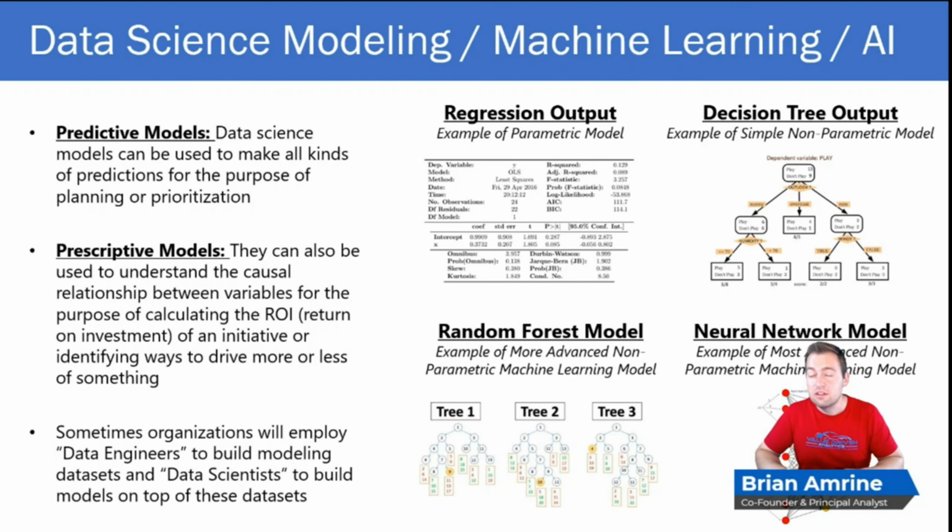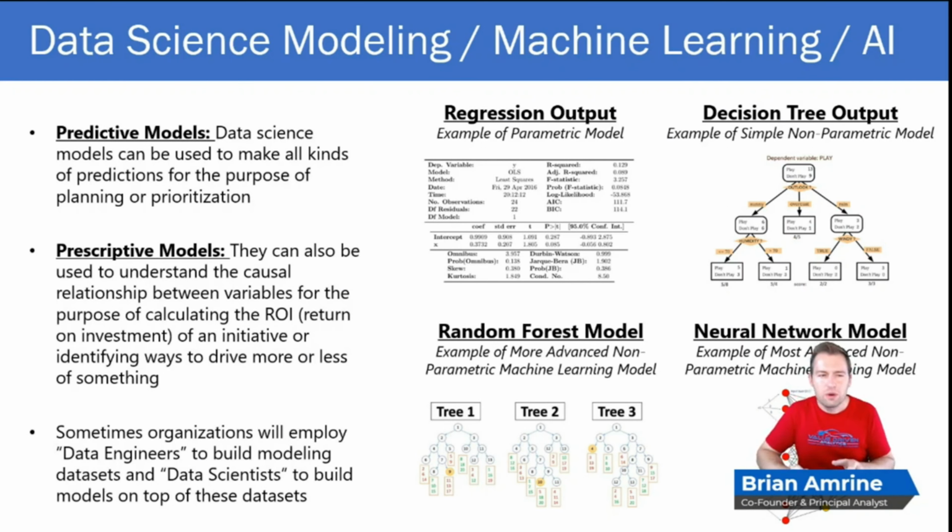Now let's talk about data science modeling, which is sometimes referred to as machine learning or artificial intelligence. There's a fine line between all of those terms, and a lot of people think about them differently. So we'll combine them together for now at least. Now within data science modeling, there are predictive models and there are prescriptive models.